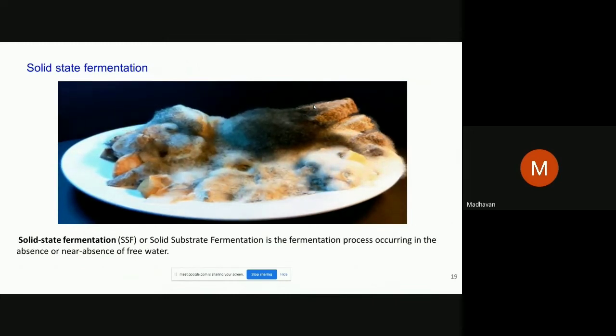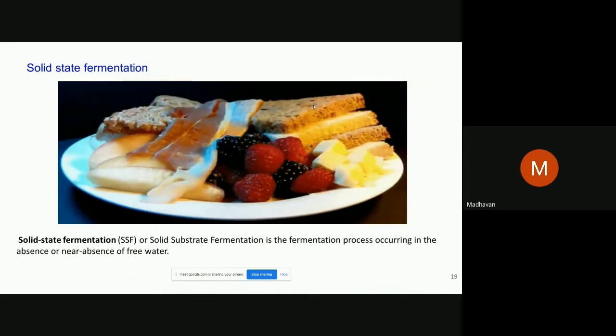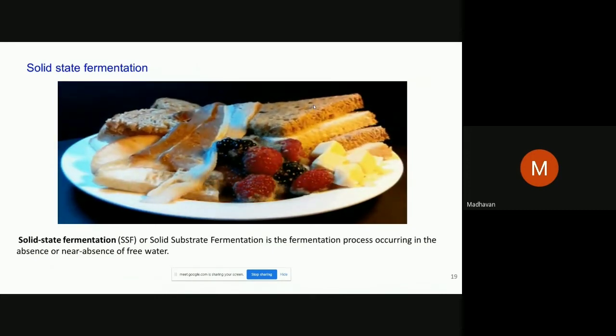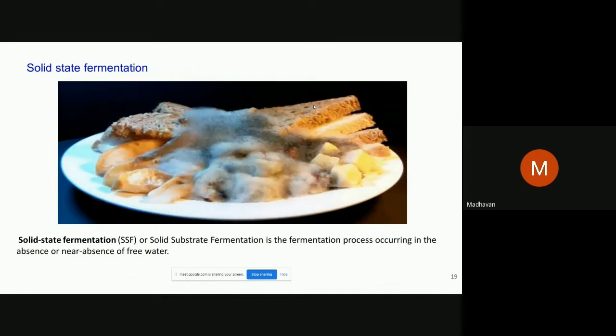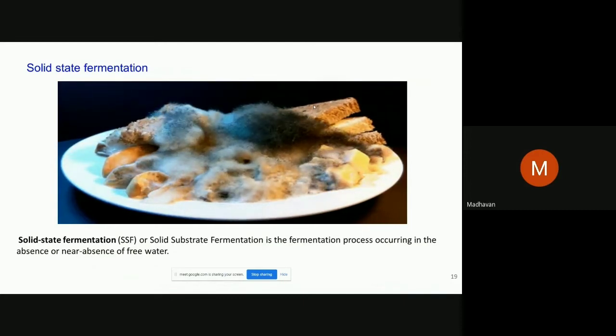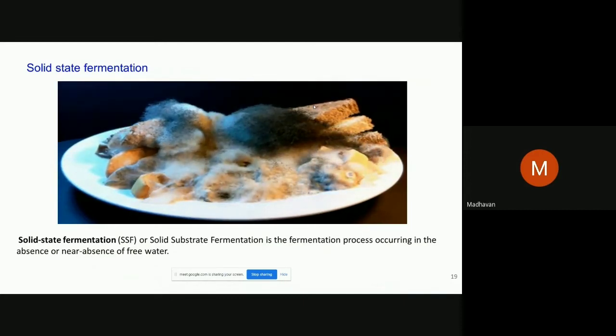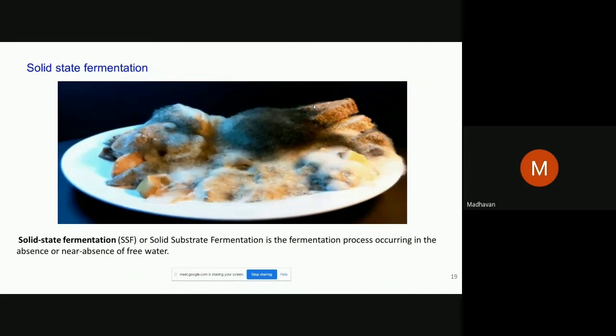It will grow on the solid substrates and utilize these nutrients. So solid state fermentation, or solid substrate fermentation, is the fermentation process occurring in the absence or near absence of free water. And it has several other advantages which I don't want to go into in a big way, because you can compare submerged and solid state fermentation.